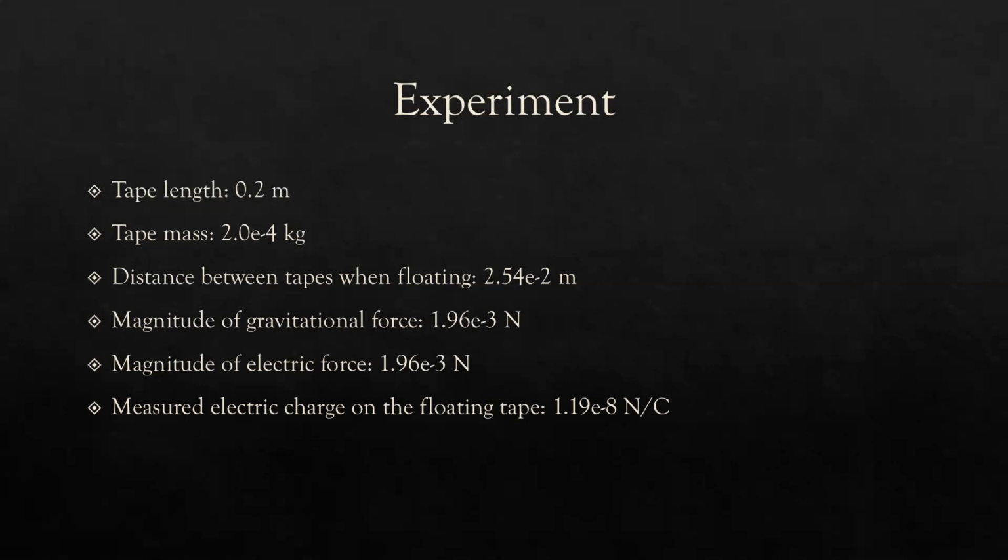My tape was 0.2 meters long and had a mass of 2 × 10⁻⁴ kilograms. The distance between tapes when floating was 2.54 × 10⁻² meters. The magnitude of the gravitational force was 1.96 × 10⁻³ newtons, which is the same as the magnitude of the electric force, although they pointed in opposite directions. The measured electric charge on the floating tape was 1.19 × 10⁻⁸ newtons per coulomb.